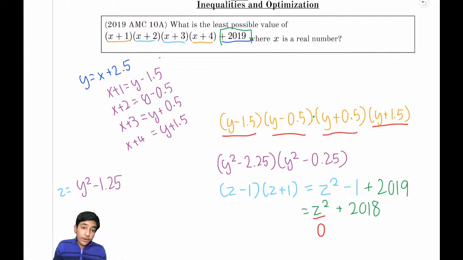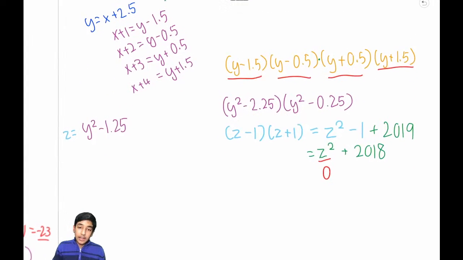The minimum of any perfect square is always 0. That's a fact, it's always true. So the minimum of this overall expression is just going to be 2018, which is the answer.